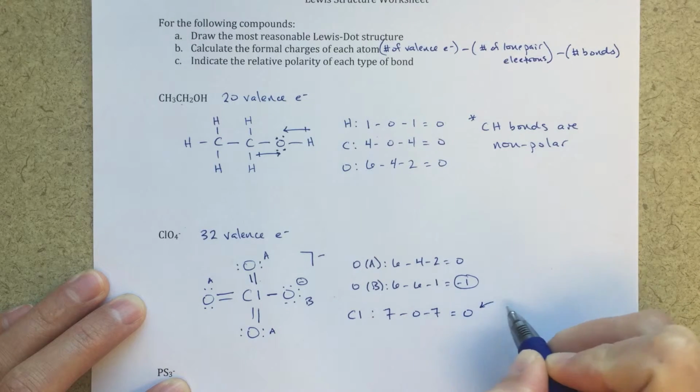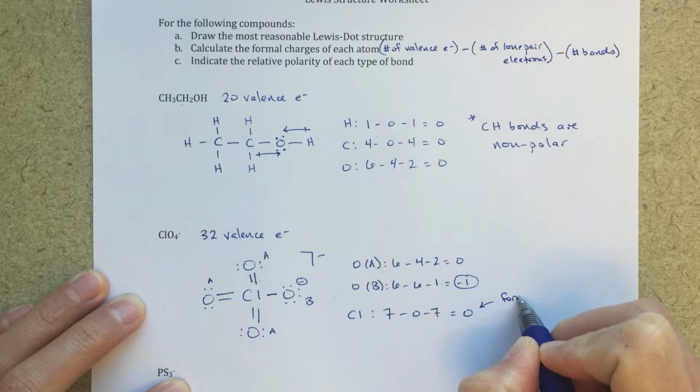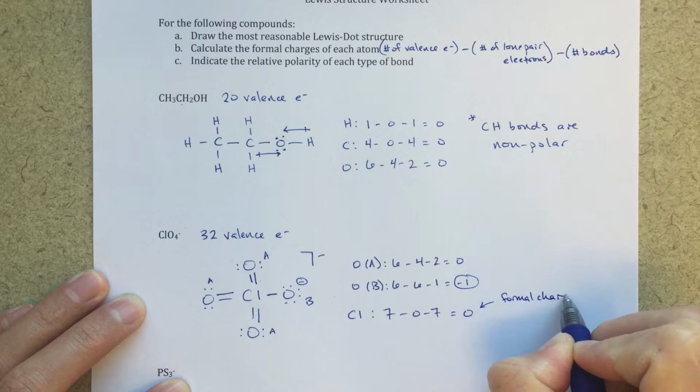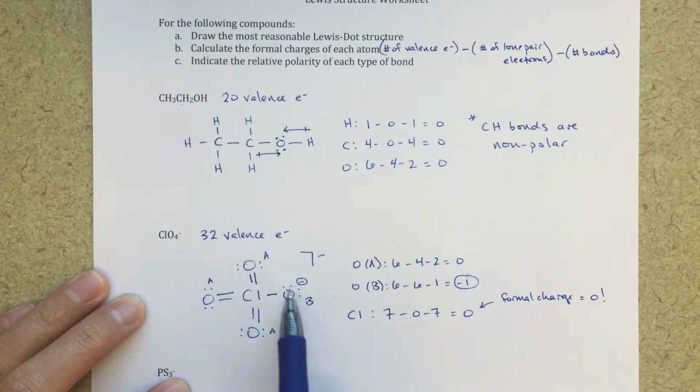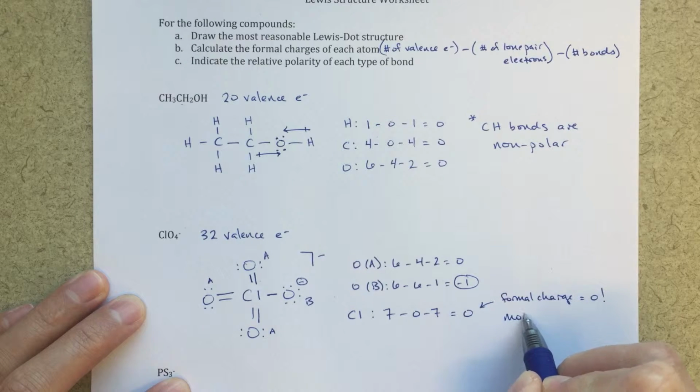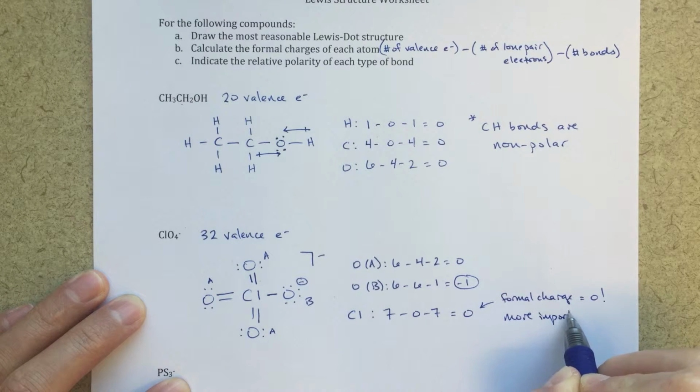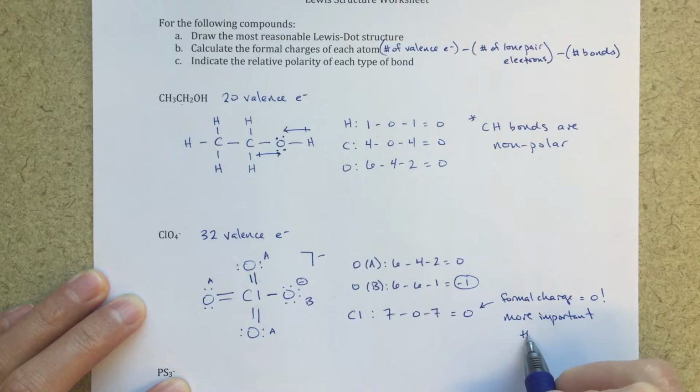So the fact that we have a 0 formal charge really should help alleviate any stress we have about breaking the octet suggestion. The fact that the formal charge is equal to 0, that's more important than the octet rule.